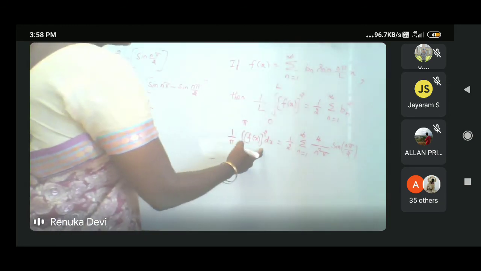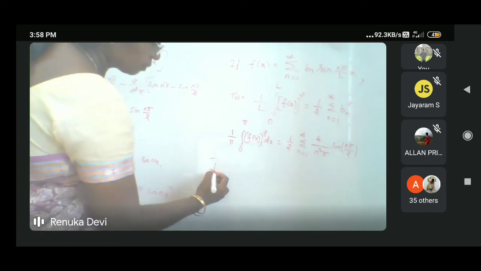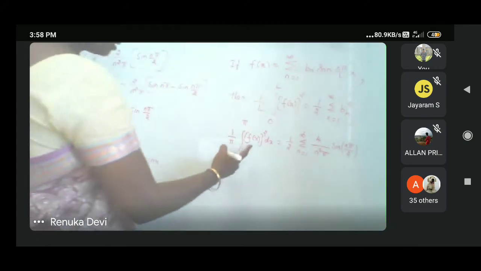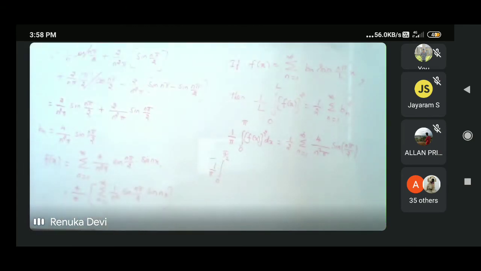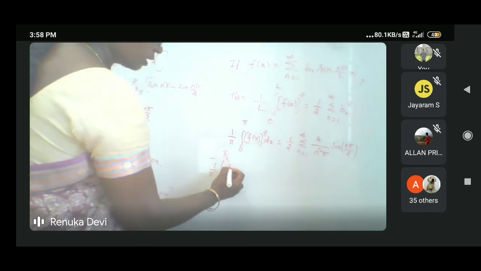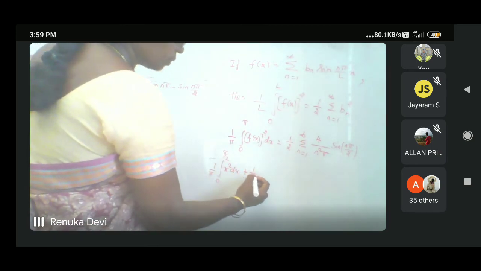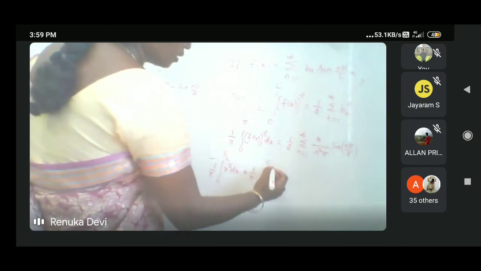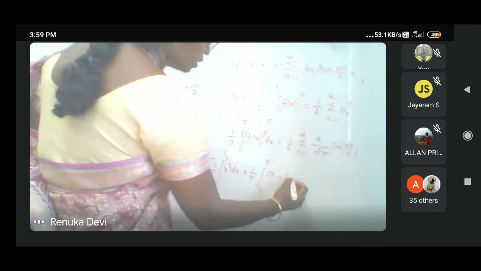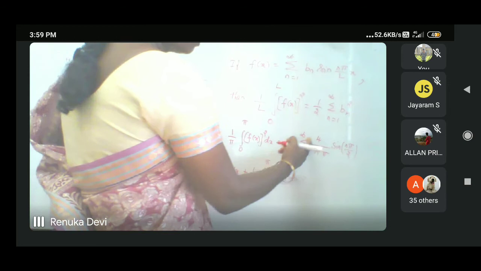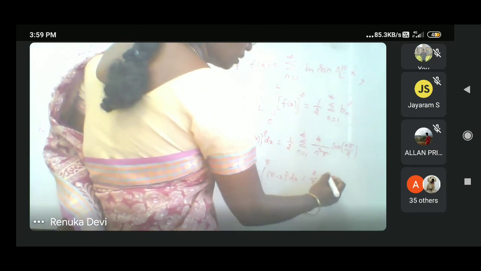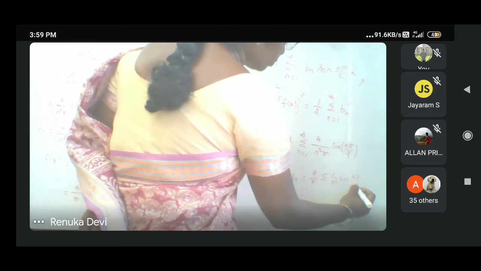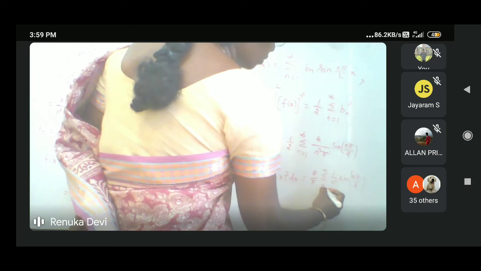Now first we evaluate this integral. This is 1 by pi integral 0 to pi by 2. What is 0 to pi by 2? The function is x, isn't it? 0 to pi by 2, the function is x. So x square dx plus 1 by pi integral pi by 2 to pi, f of x is pi minus x the whole square dx equal to, I cancel 1 by 2 out. So 2 by pi sigma 1 by n squared sin n pi by 2, n equal to 1.